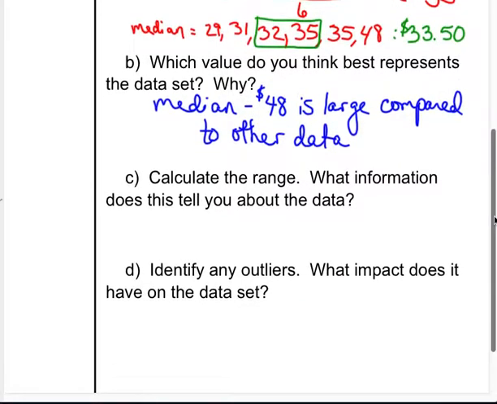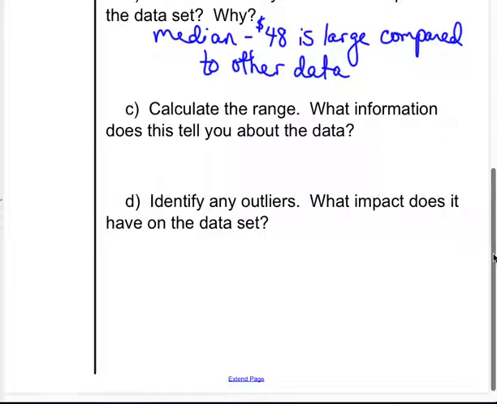Alright, so next we're going to calculate the range. The range, remember, is the largest data value, which was 48, minus the smallest data value, which was 29. So that gives us a $19 range. So what this tells us when we're talking about phone bills, $19 seems to be a pretty big spread between the phone bills. So I would say the data set is varied.